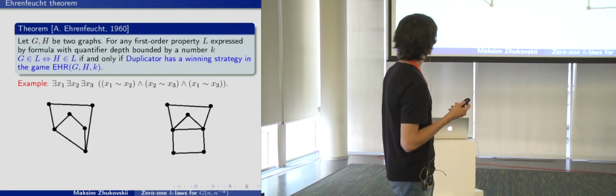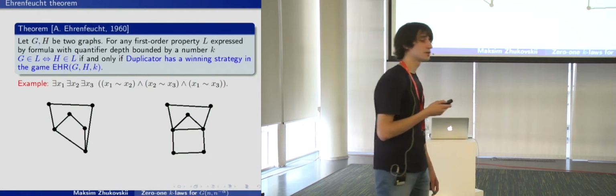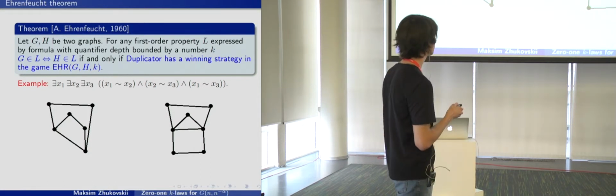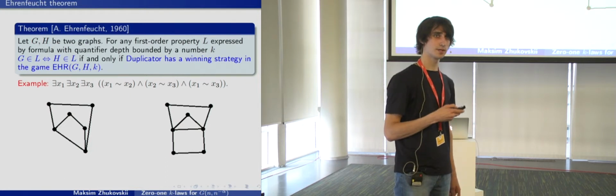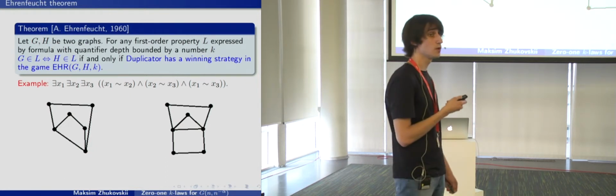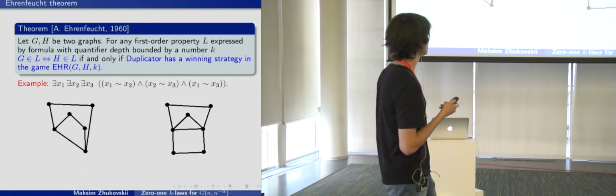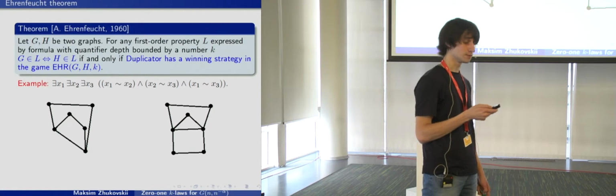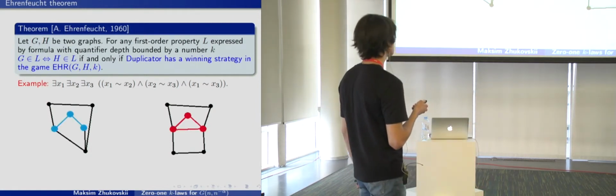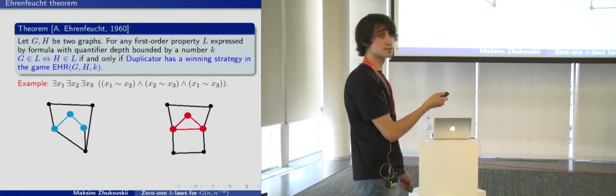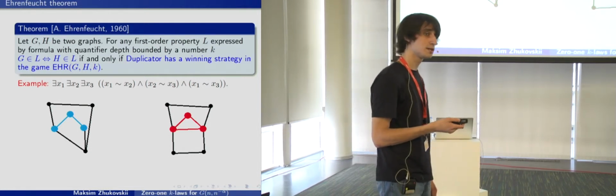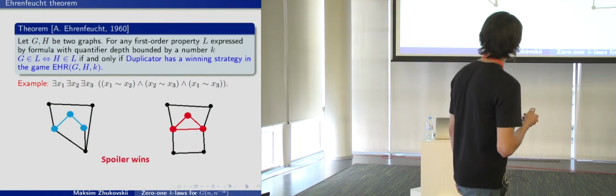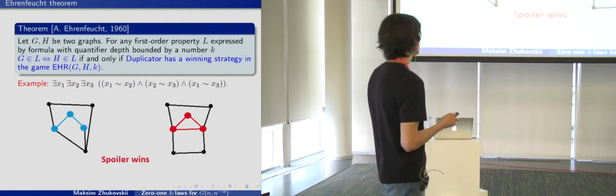It expresses the property of a graph to have a triangle, and we have one graph and the second one contains a triangle and the first one doesn't. So it follows from the theorem that spoiler wins the game in 3 rounds, and he just chooses these 3 vertices, but duplicator cannot find in this graph such 3 vertices that it will be a triangle, so spoiler wins.